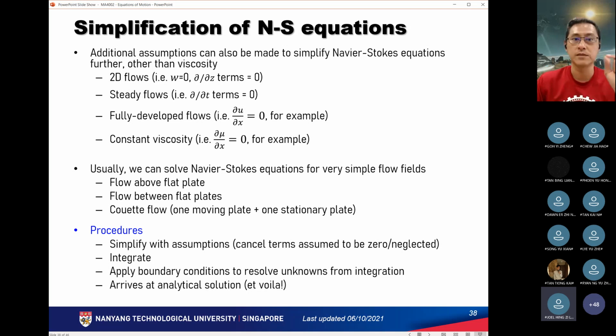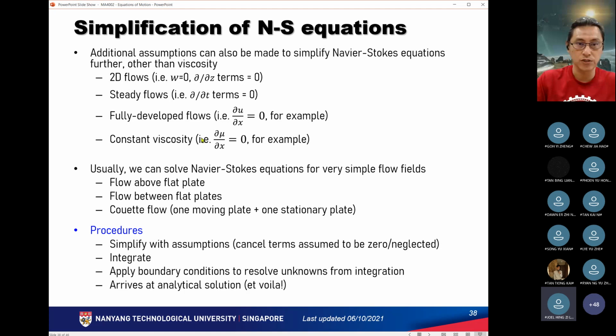And by setting, let's say, V equals 0, ∂/∂y comes to 0. So as you can see, more and more terms of the Navier-Stokes equations can be neglected or cancelled off. We can also assume that the flow is stable. If that's the case, that means any fluctuating term with respect to time t can be set to 0 as well.